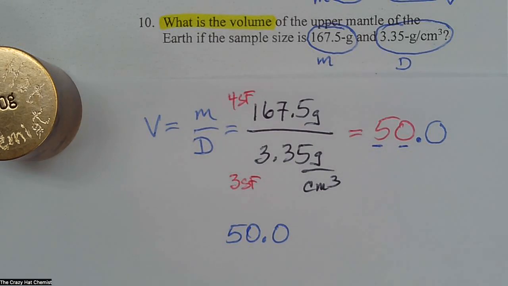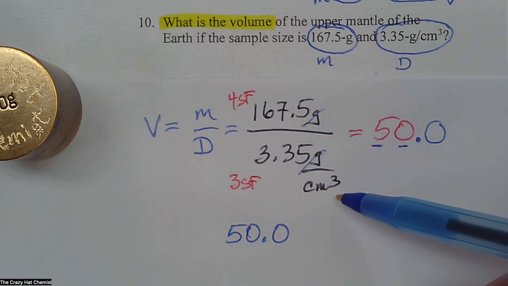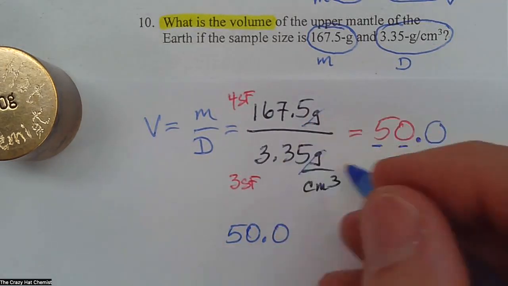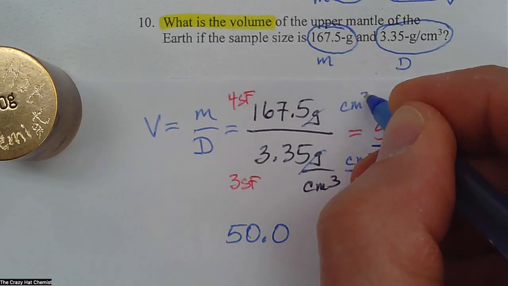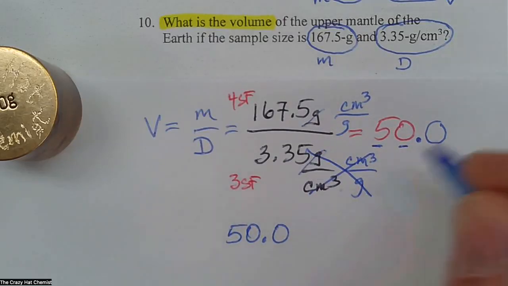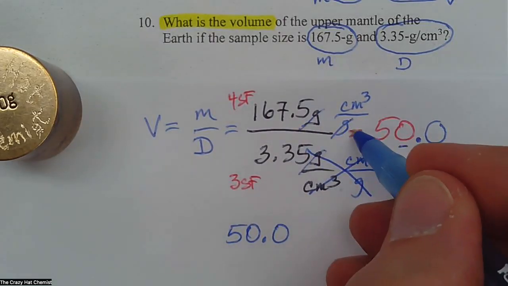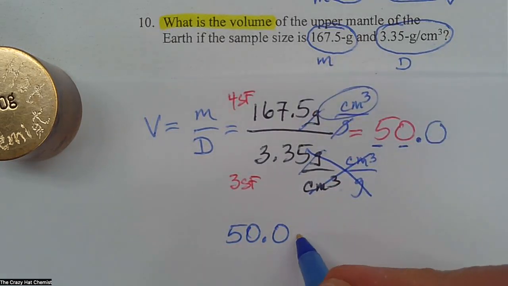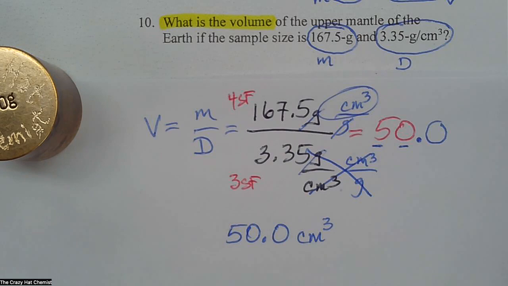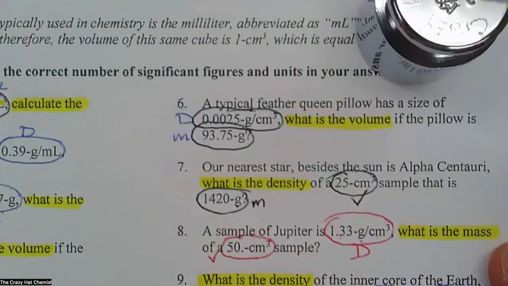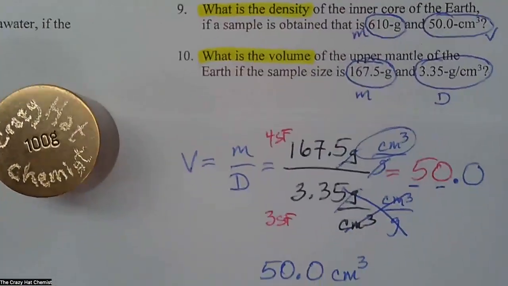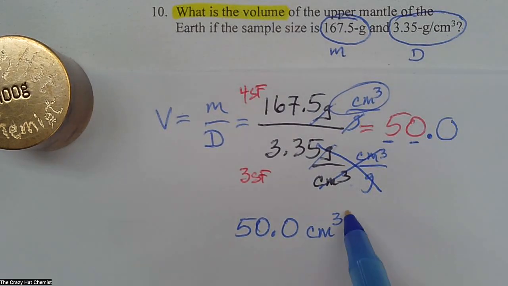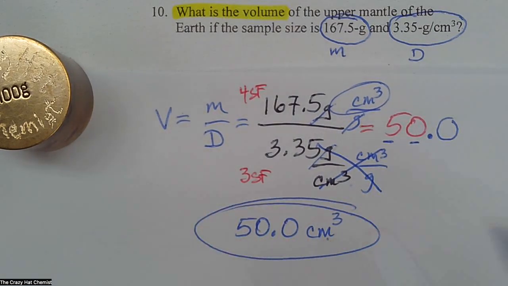Now I need to have the correct units. And look, the grams will cancel out. I'm left with cubic centimeters. If you want to do this mathematically, it's cubic centimeters divided by grams. The grams cancel out in the denominator and the numerator, and I'm left with cubic centimeters. If you have any doubt, look for volume. And what units does volume have? Cubic centimeters. So that would be correct. Okay, and so I'm going to circle this. It has the 3 significant figures and it has the correct units, cubic centimeters.